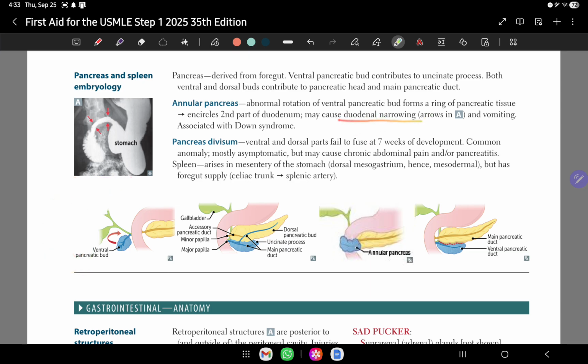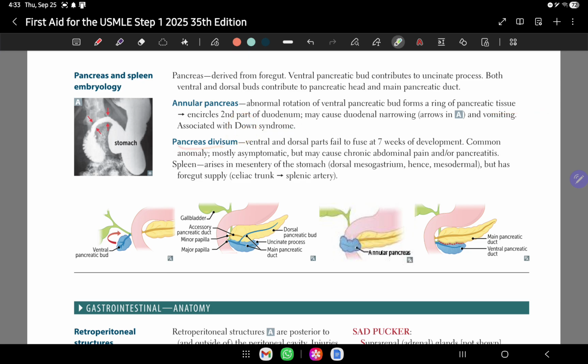So duodenal narrowing and vomiting, because anywhere there is obstruction, it will lead to vomiting, because the contents are not going to pass through the normal bowel and result in outflow through vomiting. And it is associated with Down syndrome. So this is important.